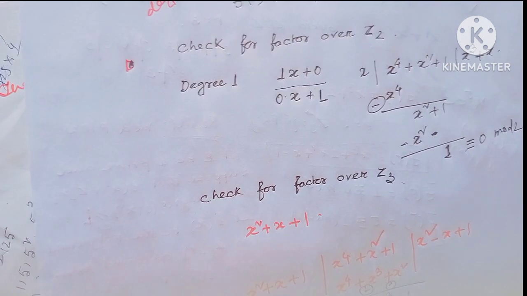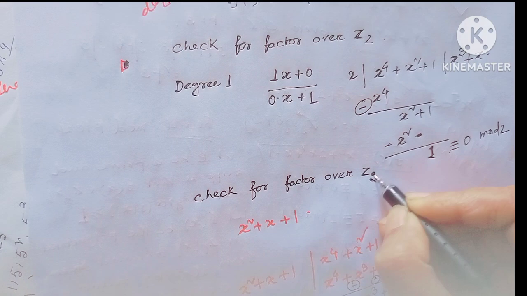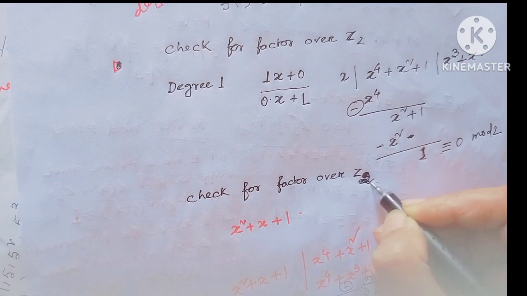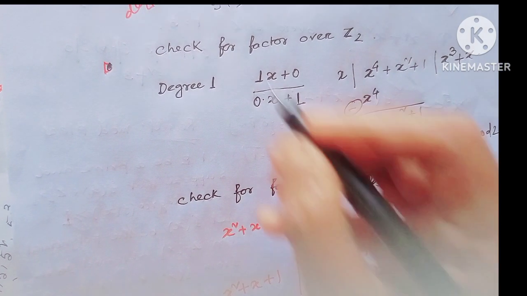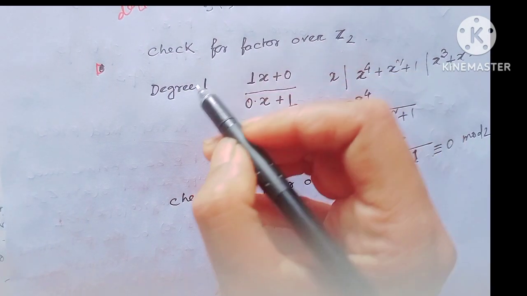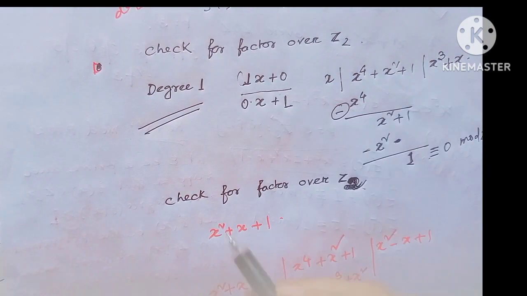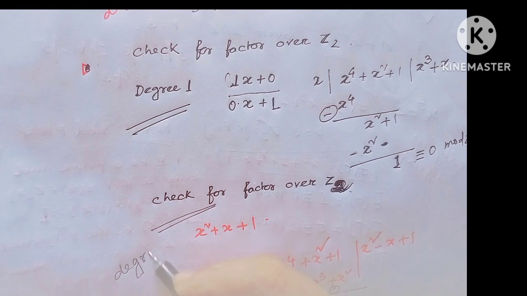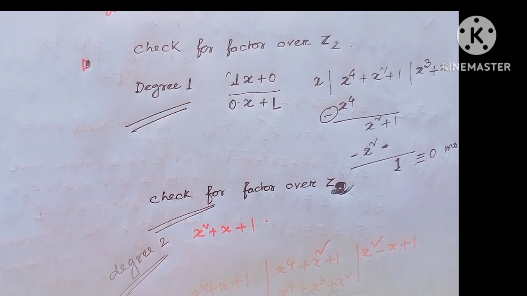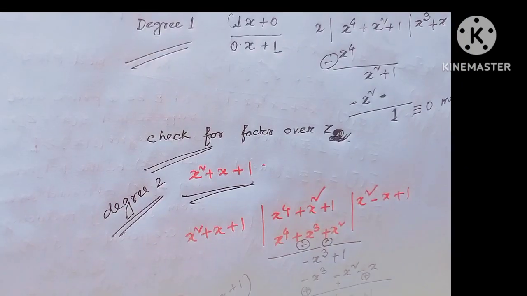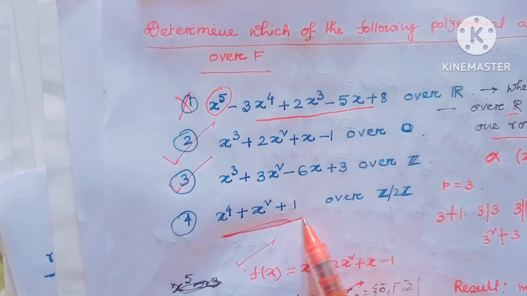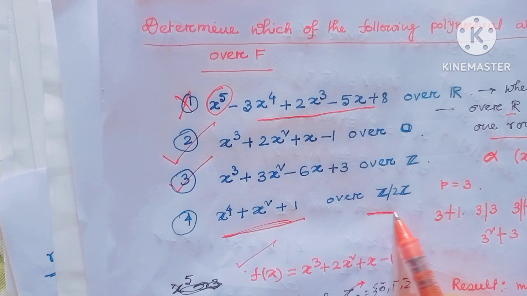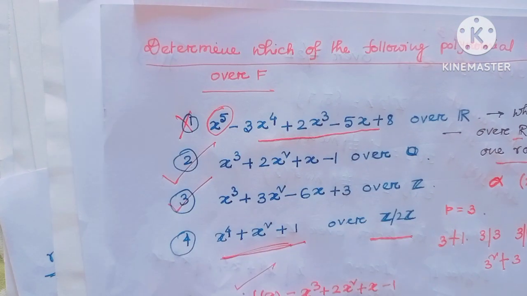Here I have made one printing mistake. Here it is over Z2, not Z3. Over Z2, the degree 1 polynomials are these, and over Z2, the degree 2 polynomial is this, x square plus x plus 1. This polynomial is reducible over Z2. So options 2 and 3 are the only right options.